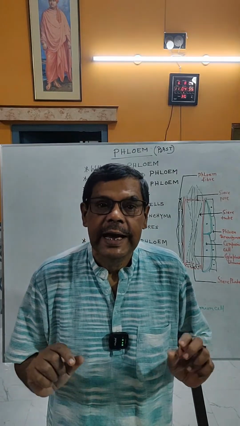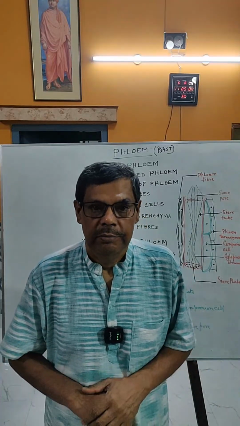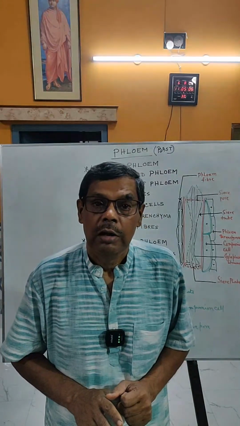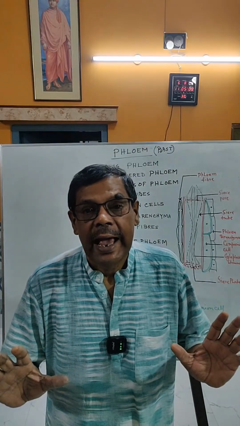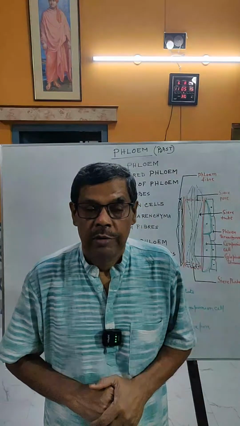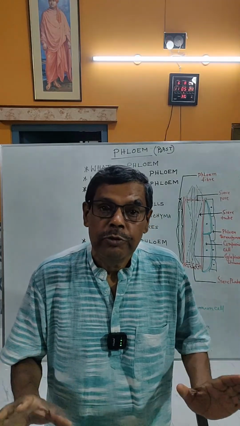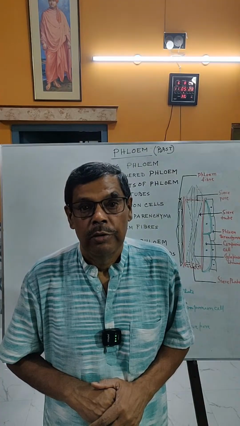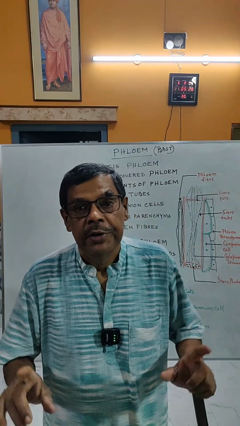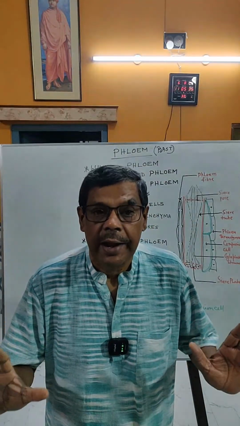This phloem and xylem together constitute the vascular bundle. This vascular bundle is called conducting tissue or elements. This vascular bundle, which is composed of xylem and phloem, both xylem and phloem originated from the meristematic tissue procambium strand.